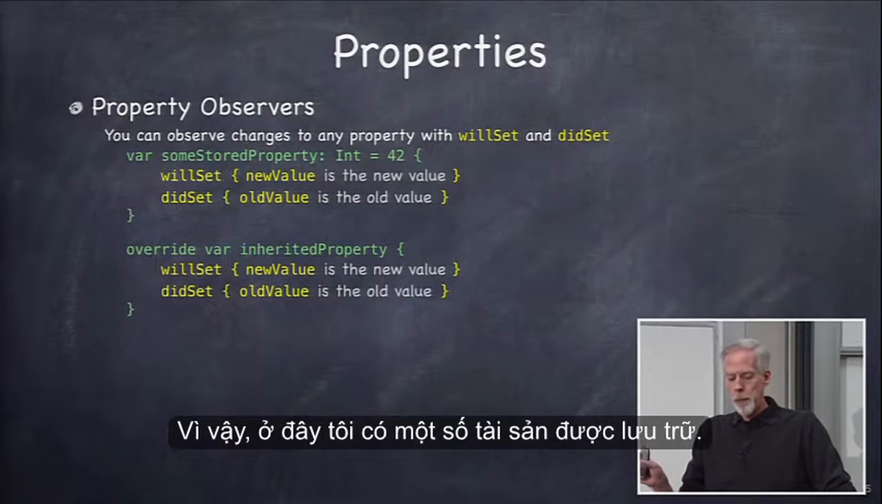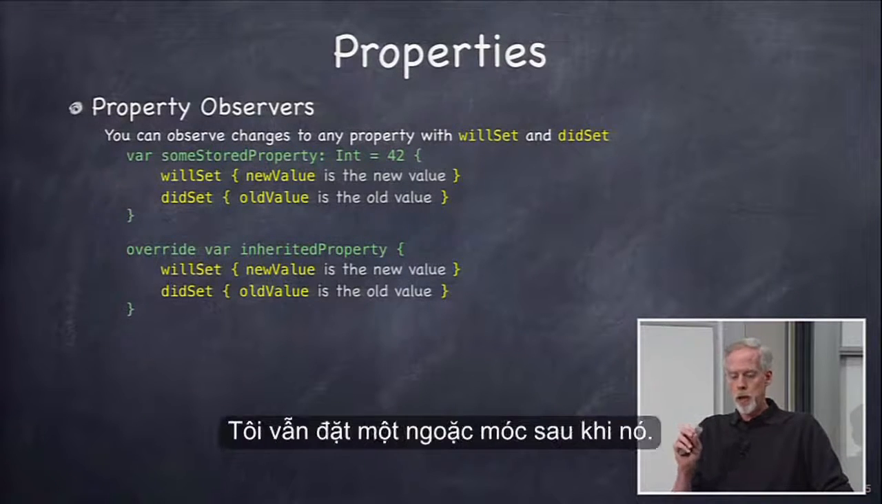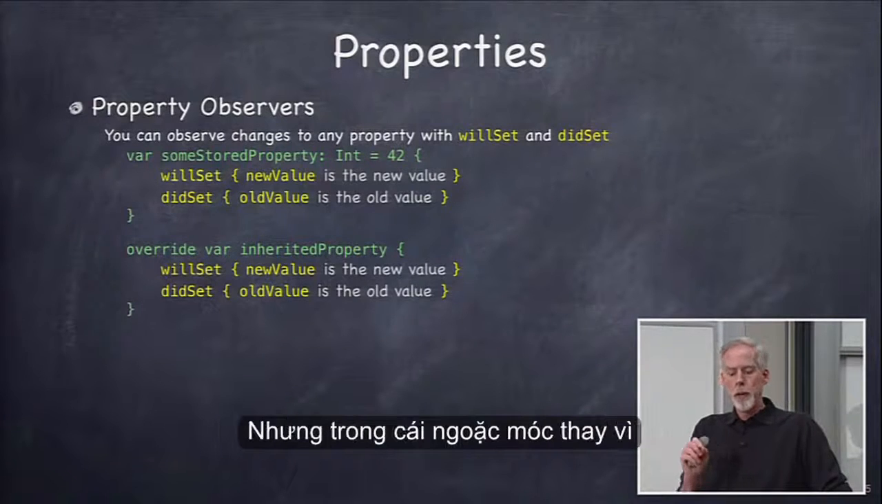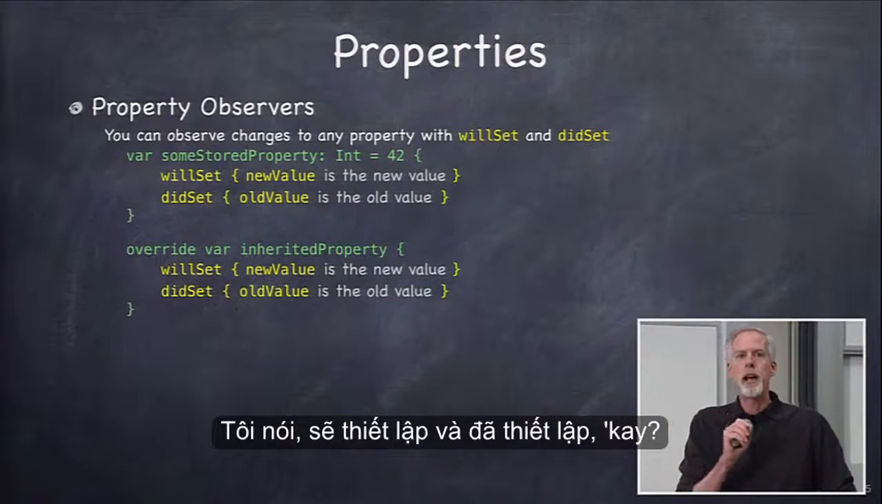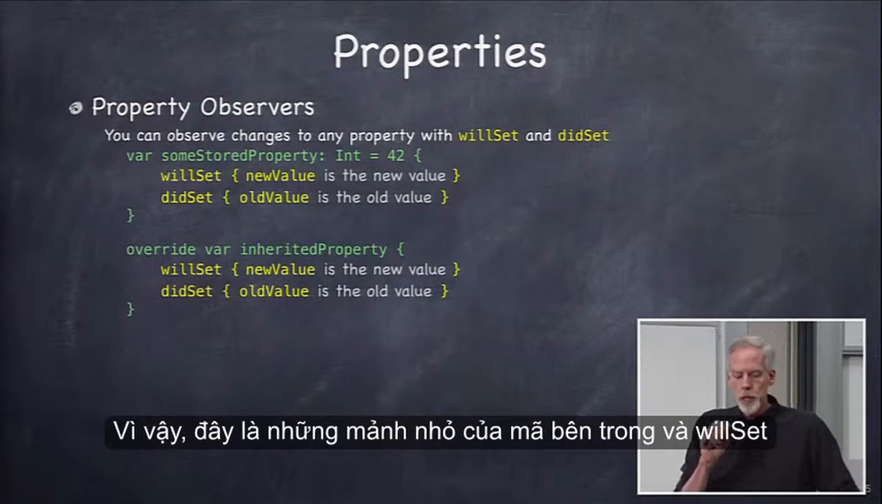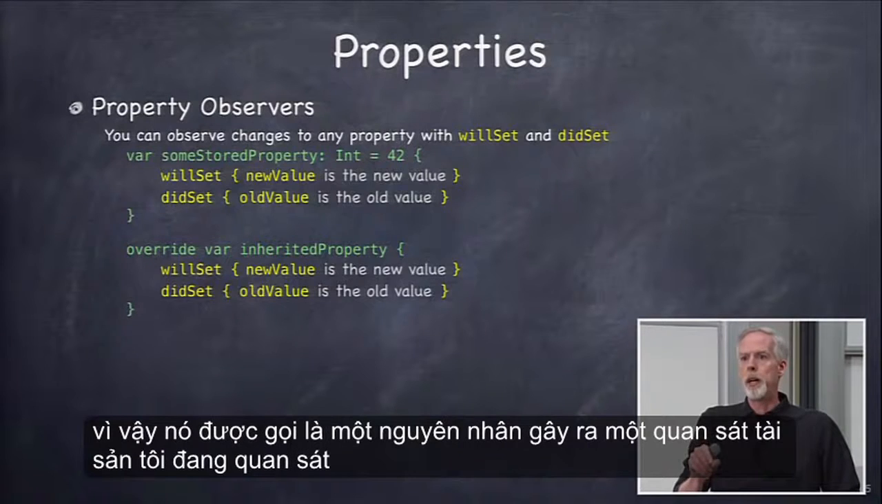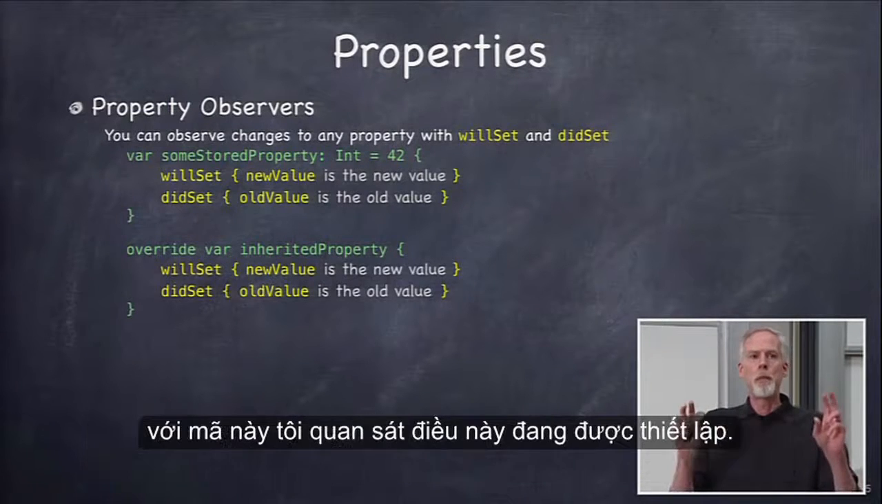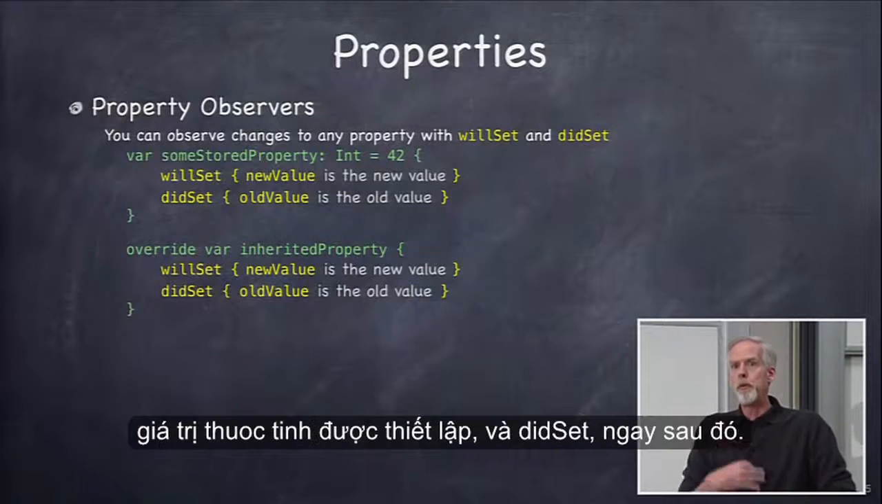So here I have some stored property. It stores an int, 42. And notice though, even though it's a stored property, not computed, I still put a curly brace after it. But in that curly brace, instead of saying get and set like a computed property, I say willSet and didSet. Okay? So these are little pieces of code inside the willSet and didSet. They get called when that property gets set by anybody. So it's called a property observer because with this code, I'm observing that this thing is being set. And the willSet is called right before the property's value gets set, and the didSet right after.